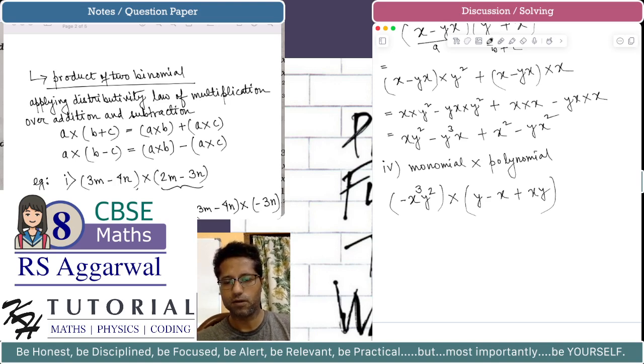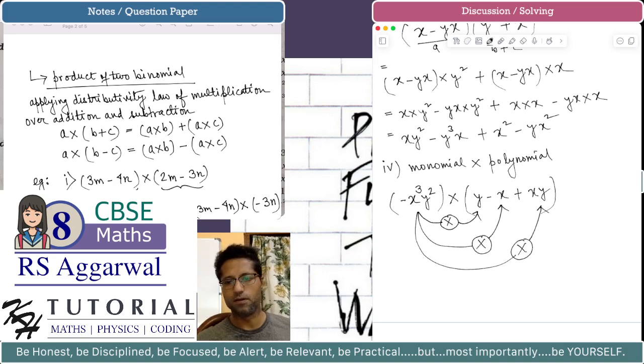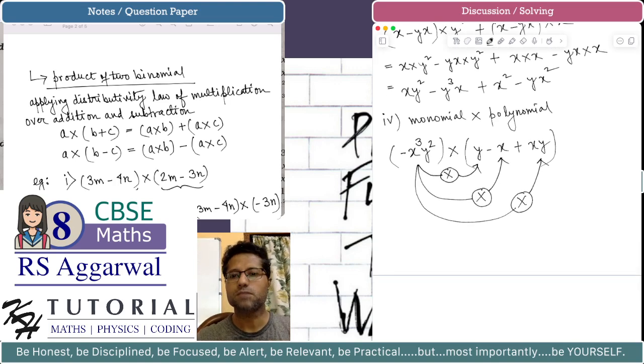You find the product of this monomial with all the terms of the polynomial. That is, you will find the product of the monomial with the first term, and then, I'm really sorry for my weird way of explanation, but I hope you will get the idea. So you will find the product of the monomial with all the three terms of the polynomial, and then you will add the products.